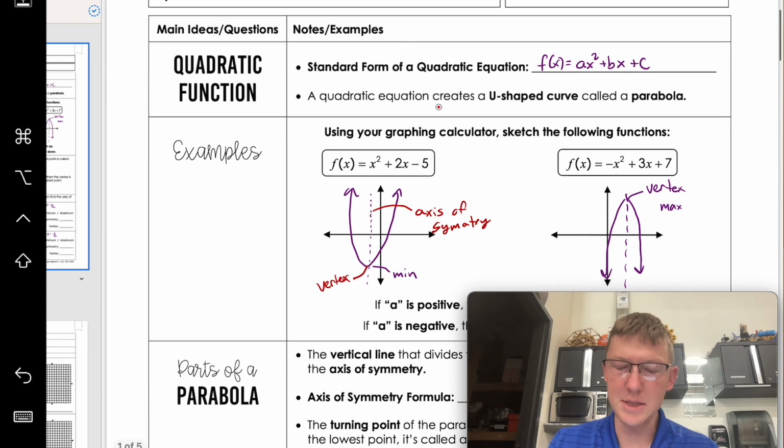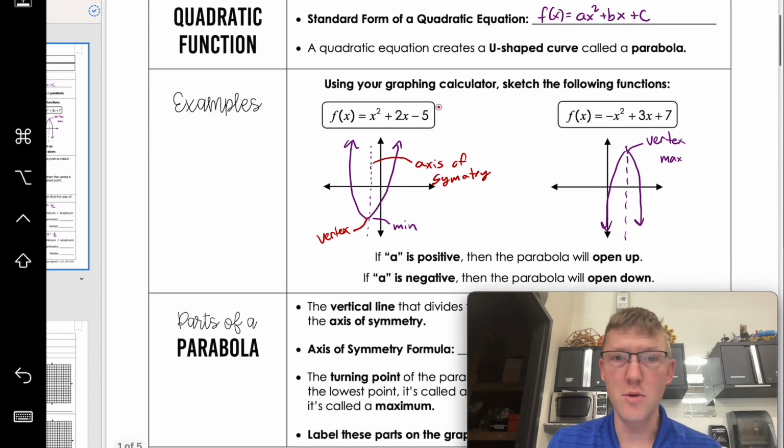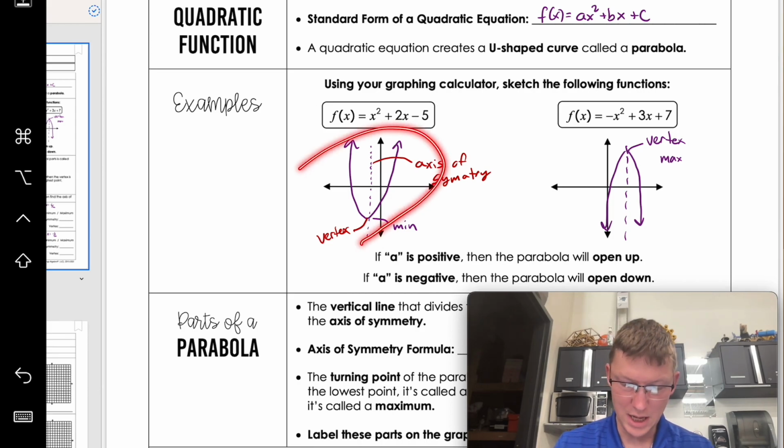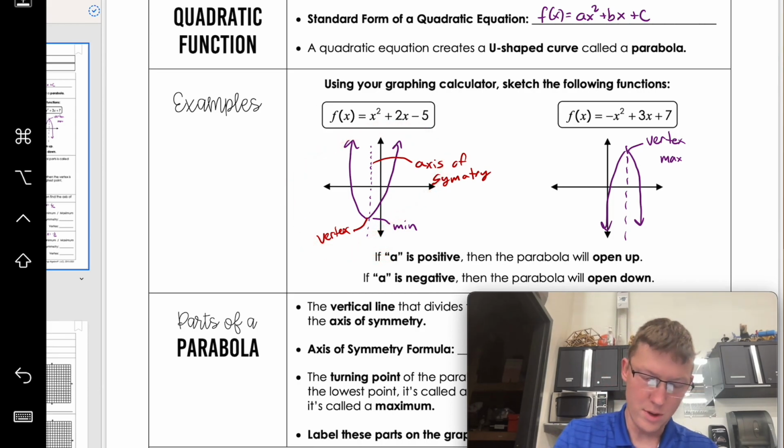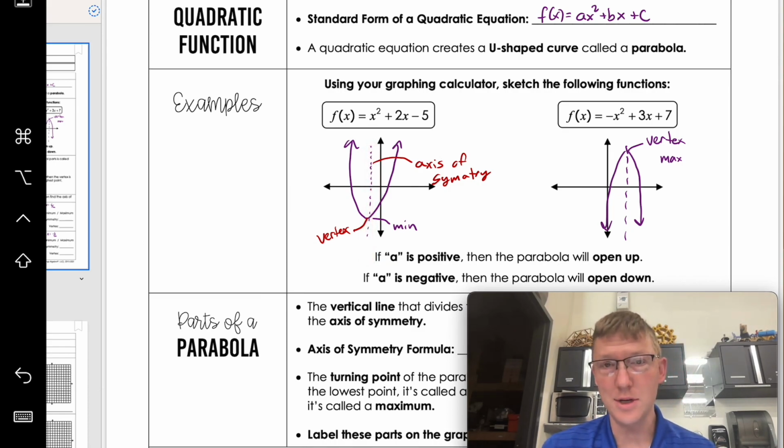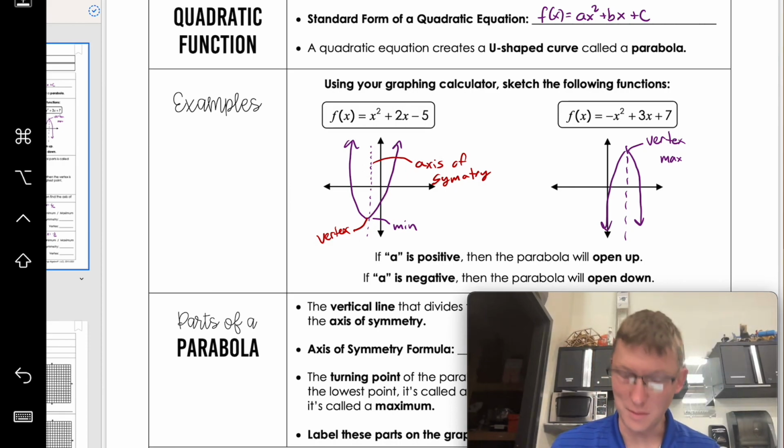So a couple things to take note. First of all, when we graph it, the general shape is a U shape. This little line right here is our axis of symmetry, which hopefully you remember from geometry. If it's symmetrical, it's the same thing on both sides. So yes, these do have an axis of symmetry.